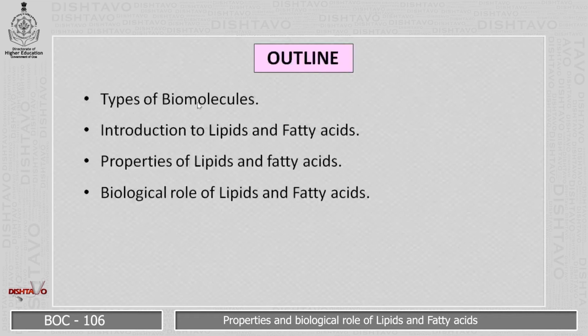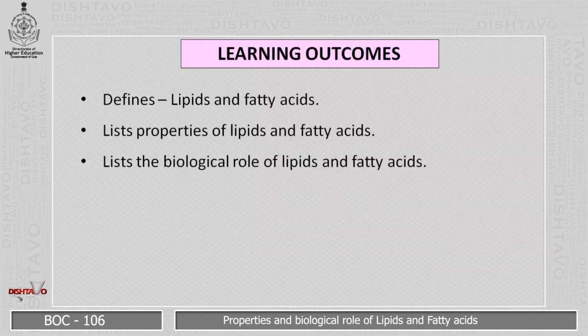Outline: Types of Biomolecules, Introduction to Lipids and Fatty Acids, Properties of Lipids and Fatty Acids, and Biological Role of Lipids and Fatty Acids. Learning outcomes: At the end of the module, you will be able to define what are lipids and fatty acids, list the properties of lipids and fatty acids, and list the biological role of lipids and fatty acids.